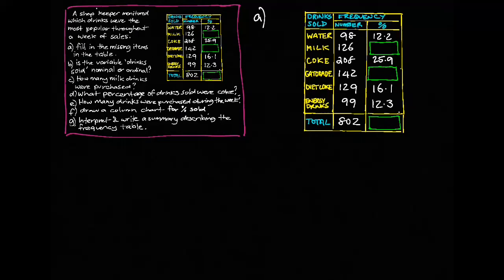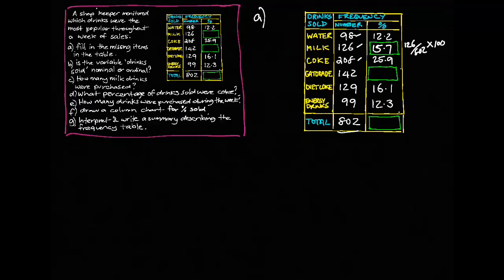So we've already got our total here, and we've got our individual numbers of the items that were sold. So let's look at milk that we need to fill in. So for the percentage, it's 126 milks of all the 802 drinks times 100. That's the calculation that you're doing. So performing that on the calculator, you'll get 15.7.